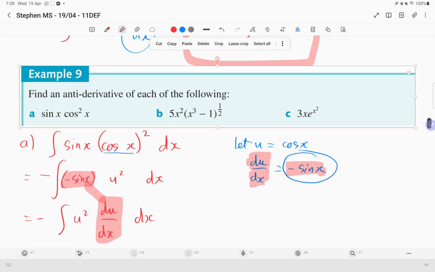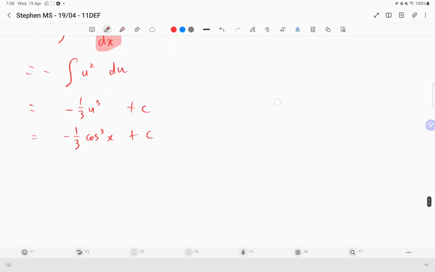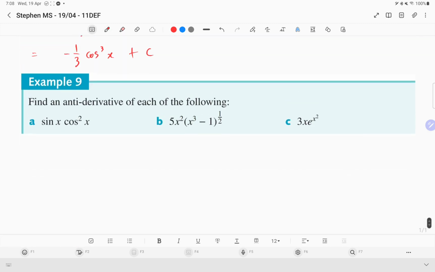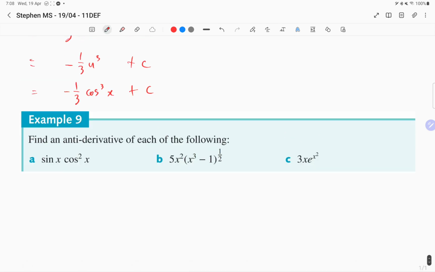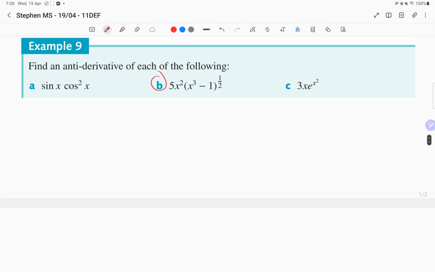So now let's try question B. That was example 9, question A. So let's try question B here. Antiderive 5x squared times (x cubed minus 1) to the power of 1/2 dx.